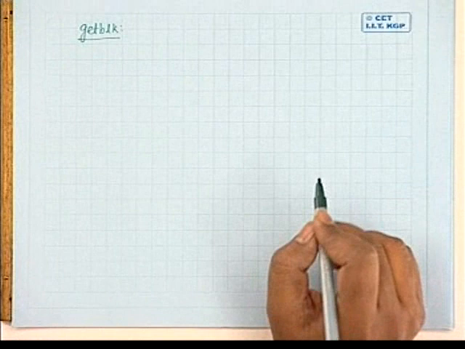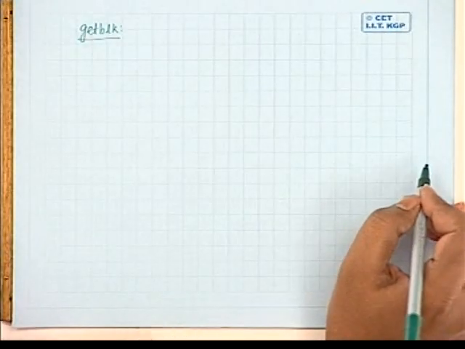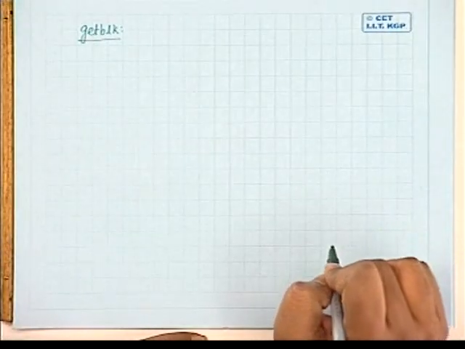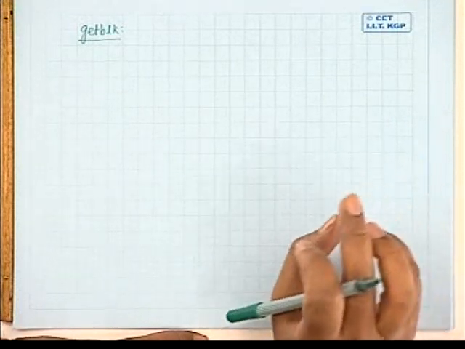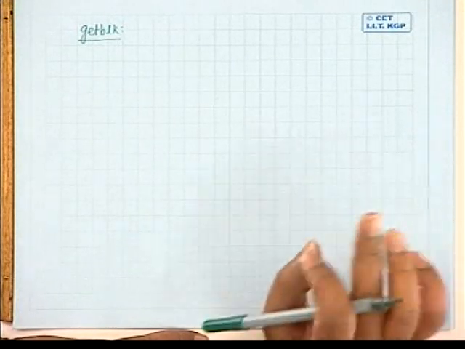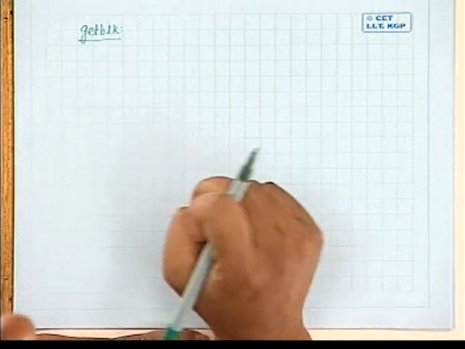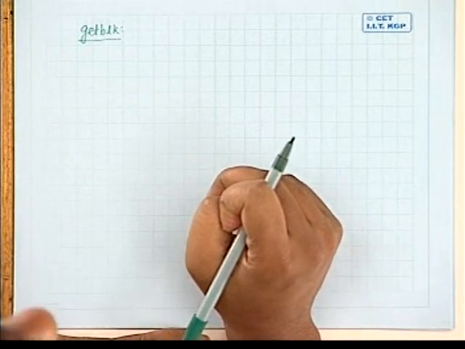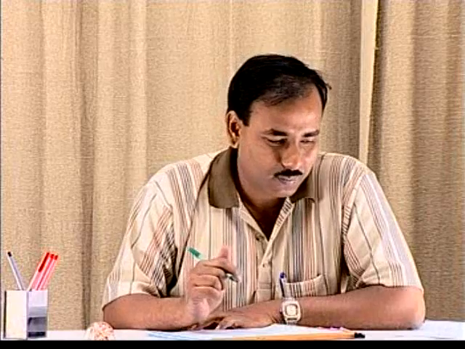Okay. And what will be input to this getblk algorithm? That is a file system block number. A process has put a request to access a particular block number. So the input will be the file system block number, and the output will be a locked buffer, which will be given to the process for operation.